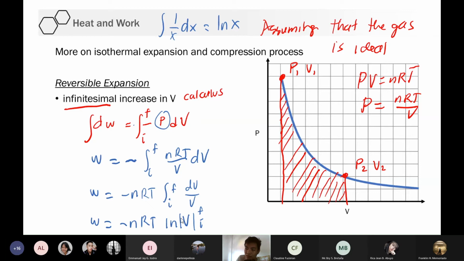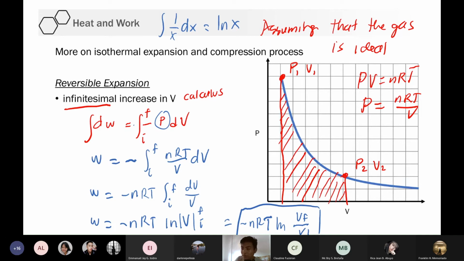Okay? So, final to initial, ibig sabihin, that can be written as negative nRT ln VF minus ln VI. And itong ln VF minus ln VI, pwede ko yung pagsamahin using the properties of logarithm. I will get this, no? nRT ln VF over VI.